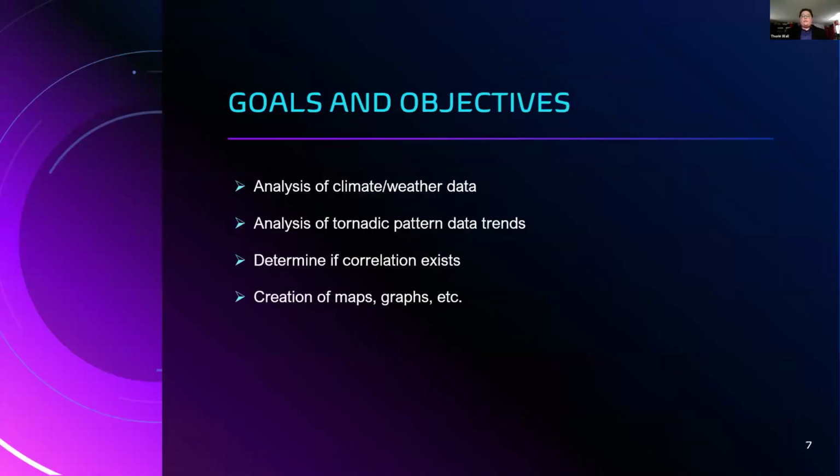My goals and objectives for this project were to determine if a correlation between tornadic patterns and changes in climate and weather patterns in recent years exists, through analyzing the climate and weather data and then the tornadic pattern data, and then comparing the two. In doing so, the major takeaways were the creation of maps, graphs, charts, etc., that would show any correlation.